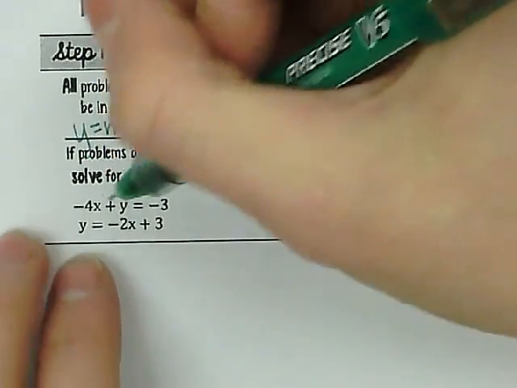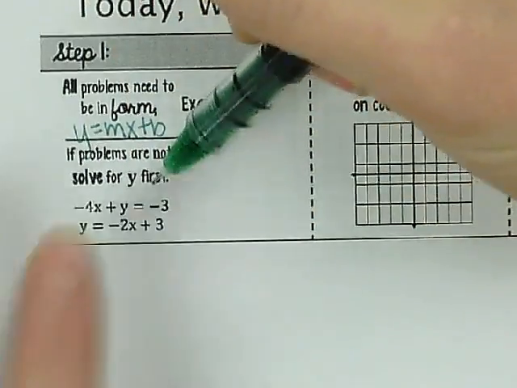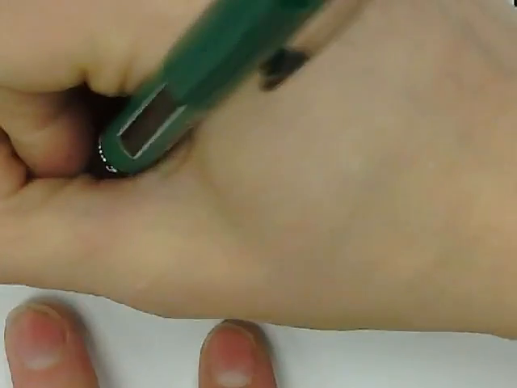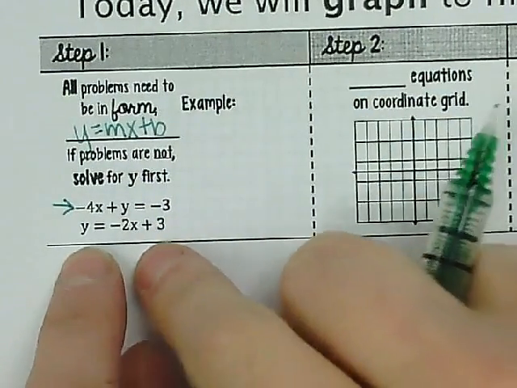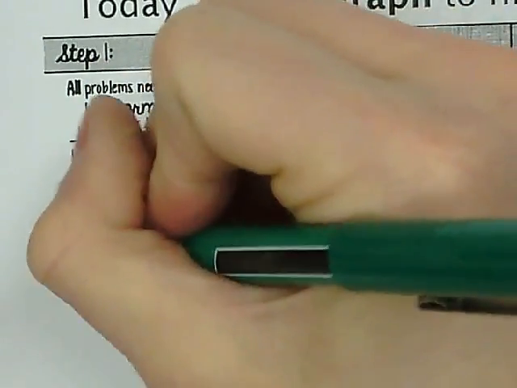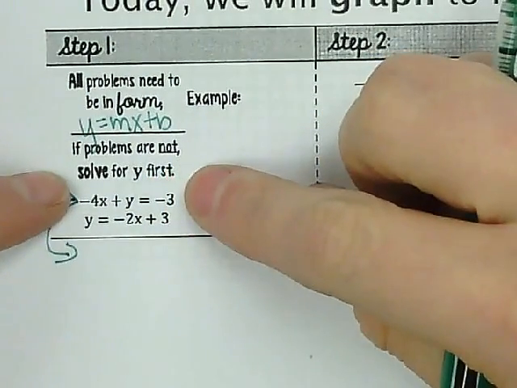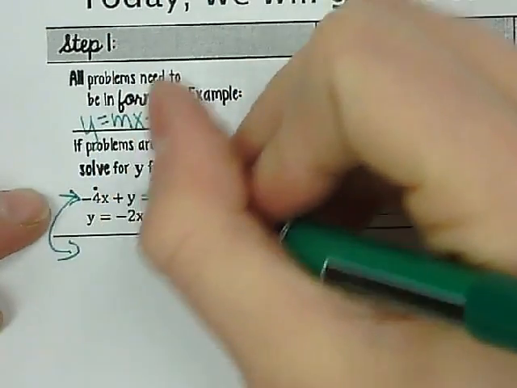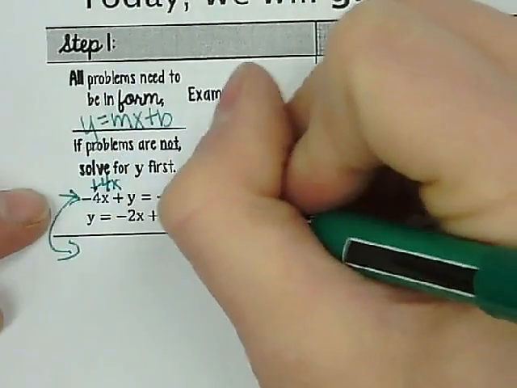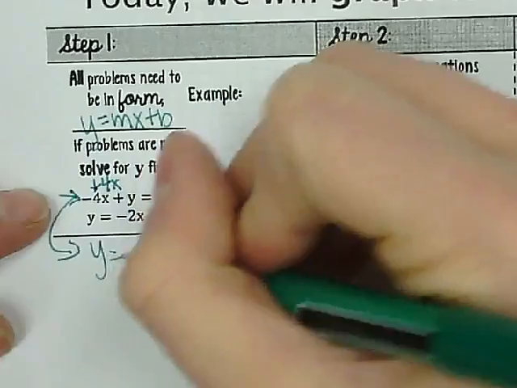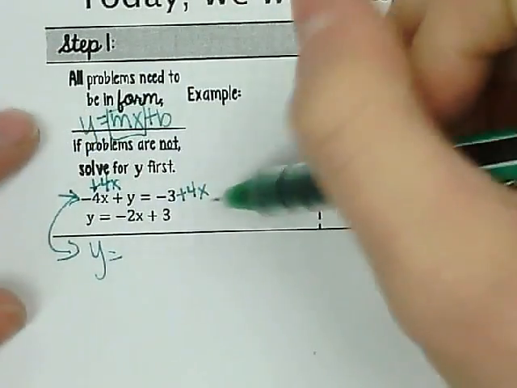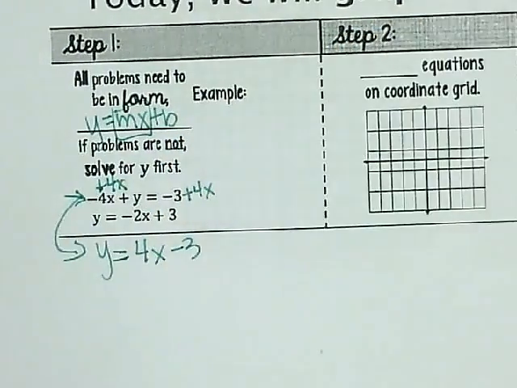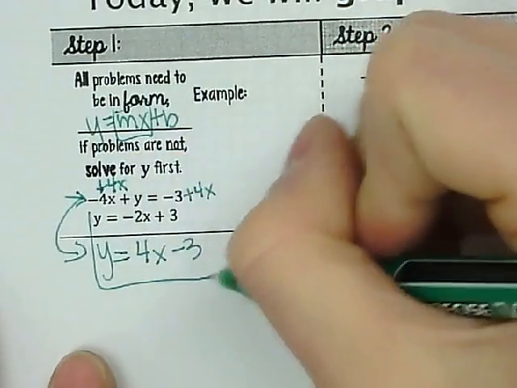So if I look here, which problem is not in y equals mx plus b form? The first one, right. The second one is fine, right? I can graph that straight away. So how would I get y by itself? Add 4x, right? Because this is a -4, so I'm going to add 4x to both sides. So y equals, the x part comes first, so I'm going to put that 4x in front. And then it's a -3. All right, so now I've got these two lines.